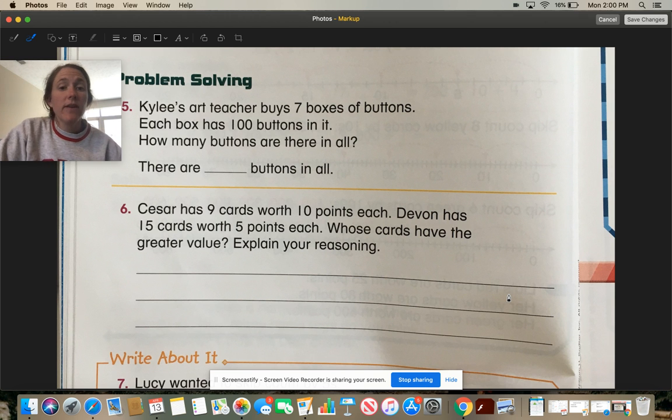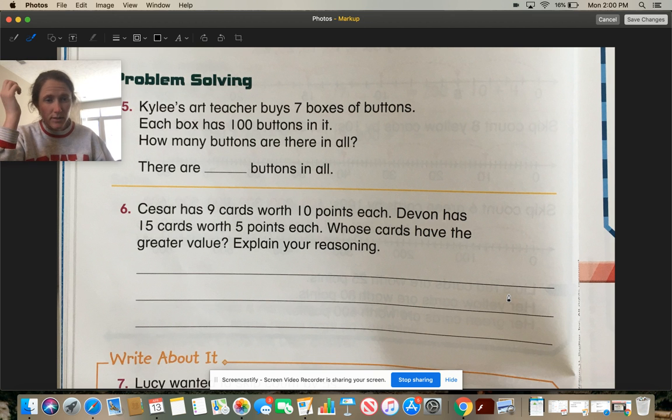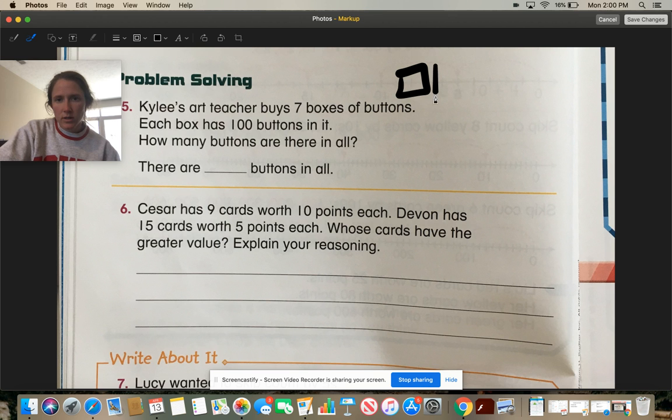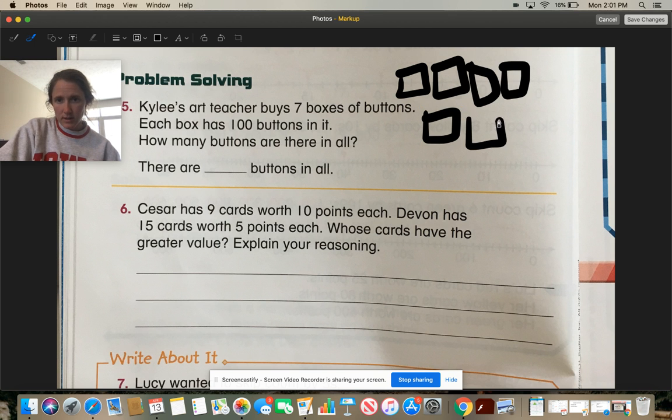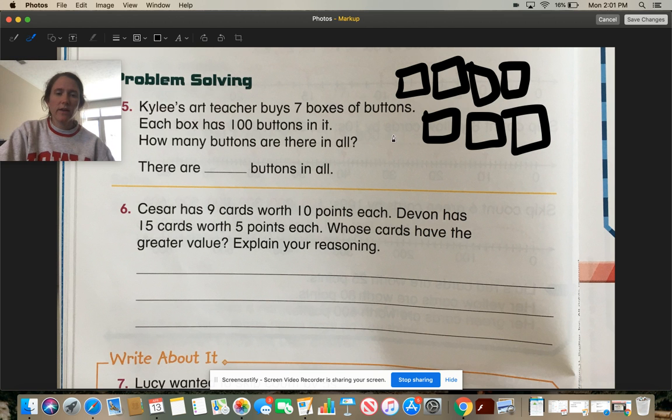Kylie's art teacher buys 7 boxes of buttons. Each box has 100 buttons in it. How many buttons are there in all? Well, if Kylie's art teacher buys 7 boxes, so if I drew out 7 boxes, there's 1, 2, 3, 4, 5, 6, 7. So there's 7 boxes of buttons, and there's 100 in each of them. So I'm counting by 100s. 100, 200, 300, 400, 500, 600, 700. That would be 700 buttons in all, because there's 100 buttons in each box.